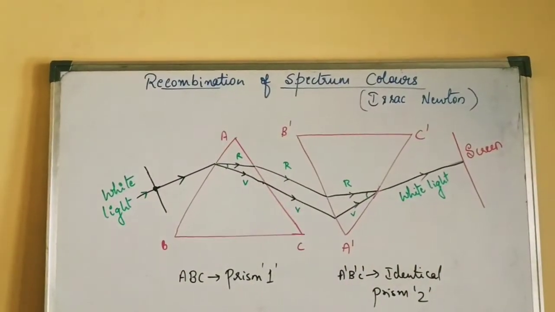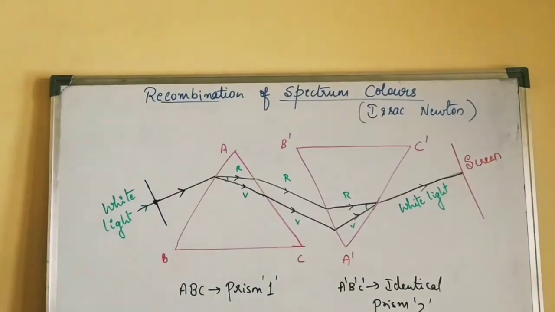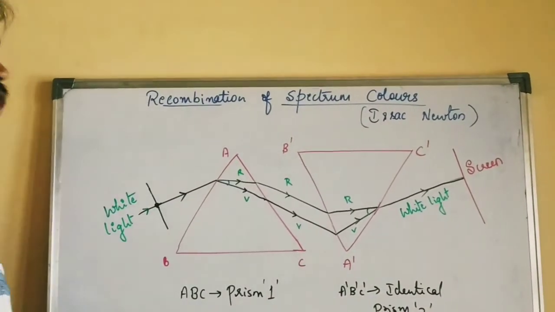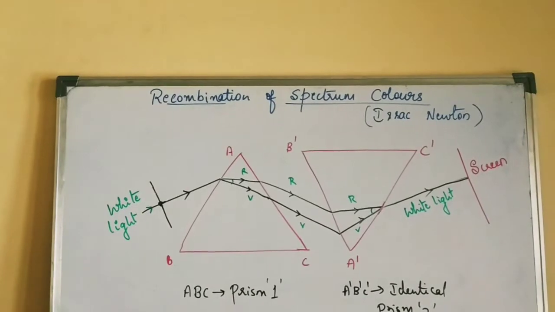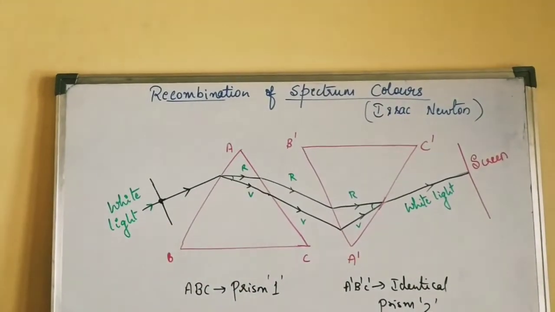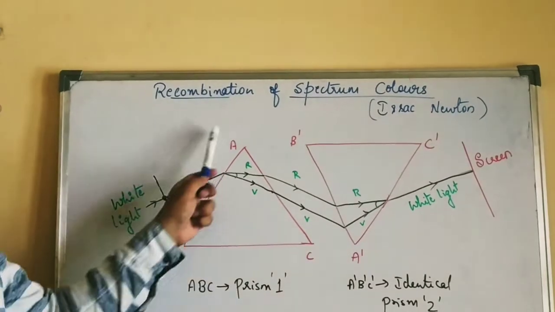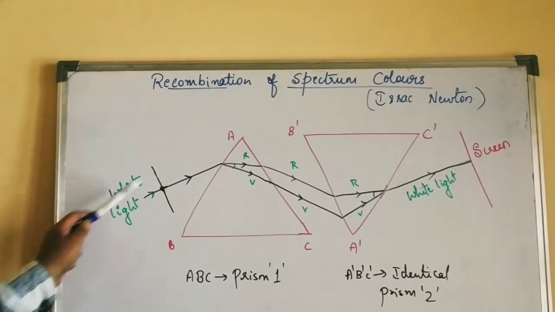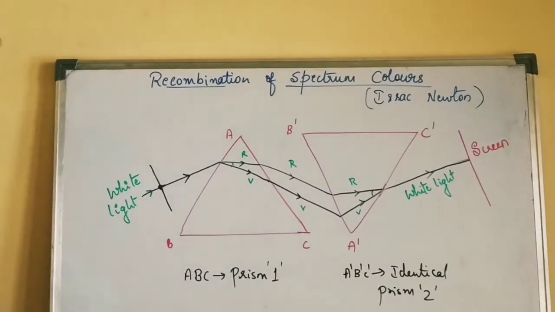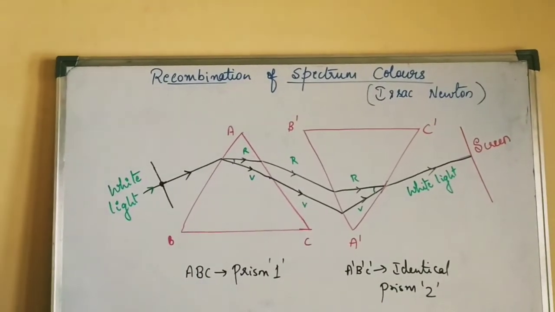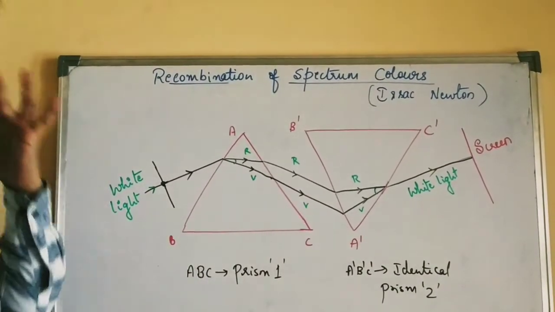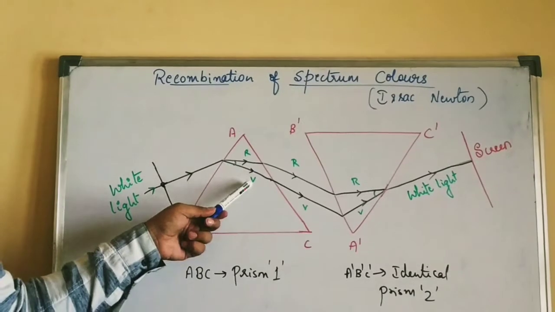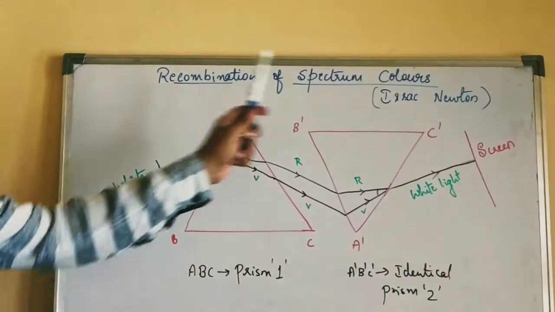Isaac Newton not only conducted the experiment of obtaining the spectrum using the prism, he also conducted the recombination of spectrum colors. So, what did he observe? Let us see. Before going to this phenomenon, let us take a single prism. When a white light is passed through a prism, it undergoes dispersion, meaning splitting up of the white light into its constituent 7 colors. Those 7 colors are nothing but the band or spectrum: violet, indigo, blue, green, yellow, orange and red. You can see here.